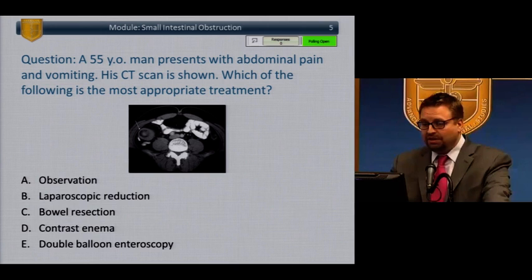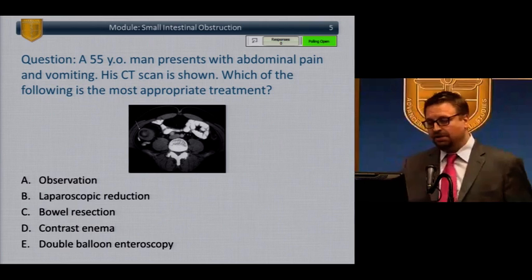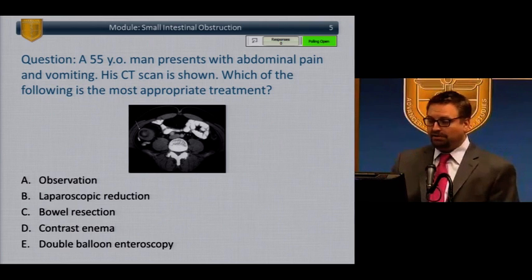A 55-year-old man presents with abdominal pain and vomiting. His CT scan is shown on the screen. Which of the following is the most appropriate treatment? Go ahead and use your clickers for your response. Choices are A, observation; B, laparoscopic reduction; C, bowel resection; D, contrast enema; E, double balloon enteroscopy.